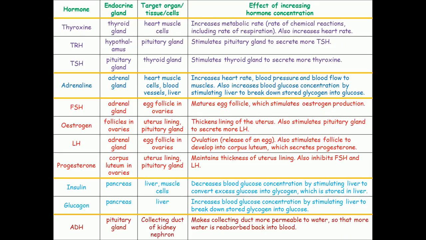And then to finish off, here's a recap of all the hormones. But don't forget, there is a mistake for FSH and LH, where they are produced by the pituitary gland and not the adrenal gland, as listed here. But this is a very good summary of all the hormones you need to know about.